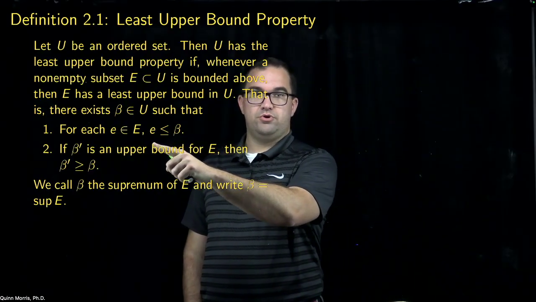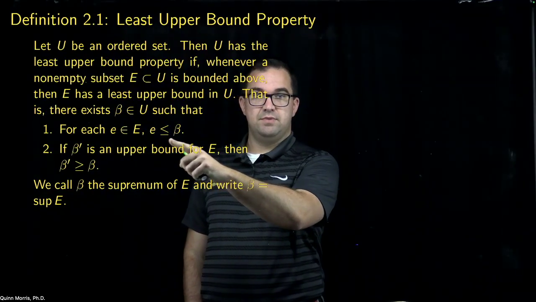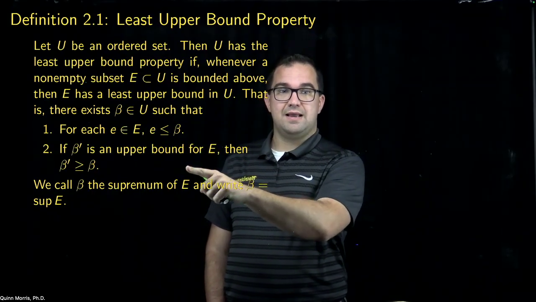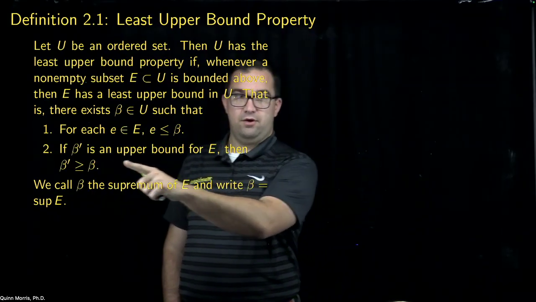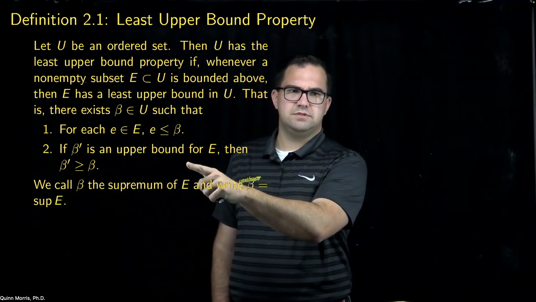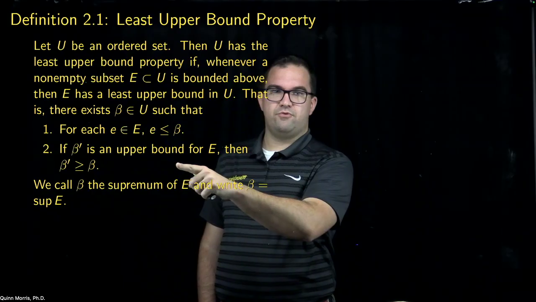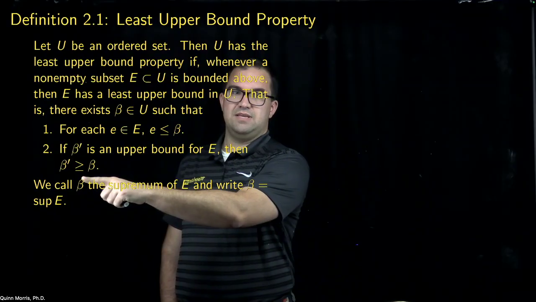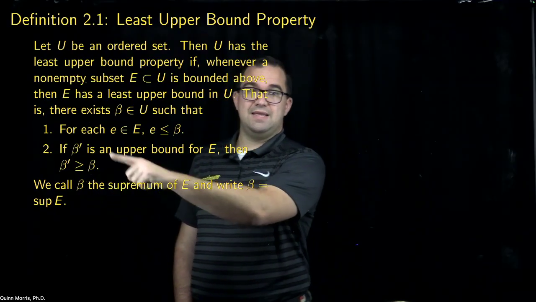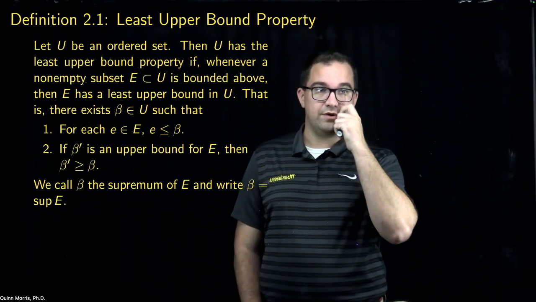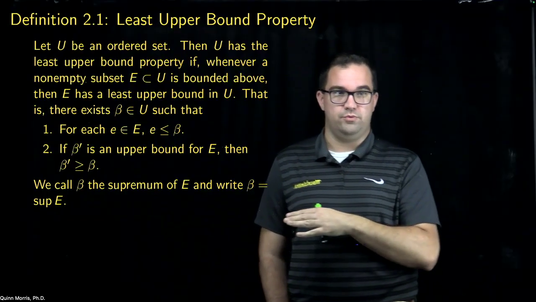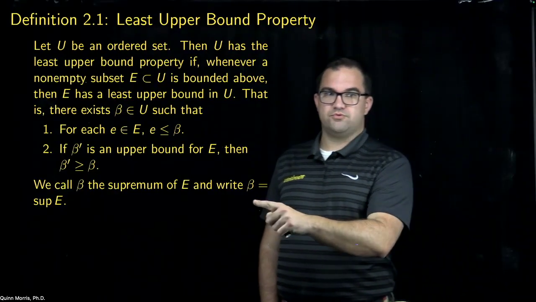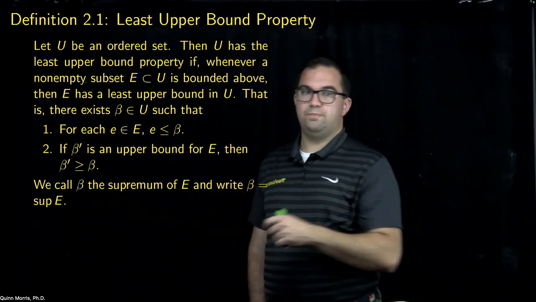beta is greater than or equal to every element of my set E. So this first part is just saying beta is an upper bound. And the second part says if I have some other upper bound for E, because you can have many upper bounds, call it beta prime, then beta prime necessarily is greater than or equal to beta. So beta really is the least of all the upper bounds, right? Any other upper bound has to be greater than or equal to it. If this beta exists, we call it the supremum of E, and we often just write this as beta equals sup E.